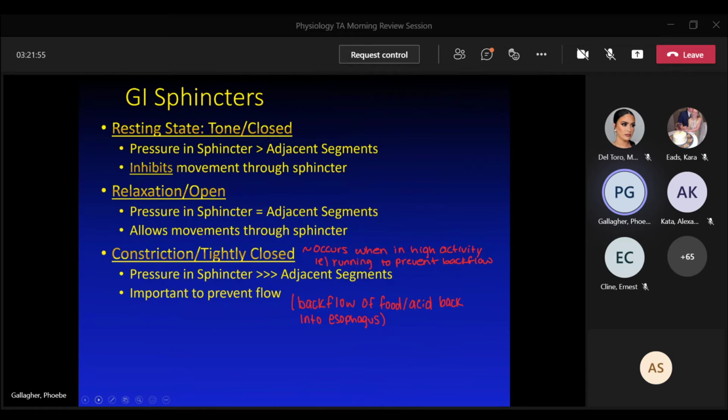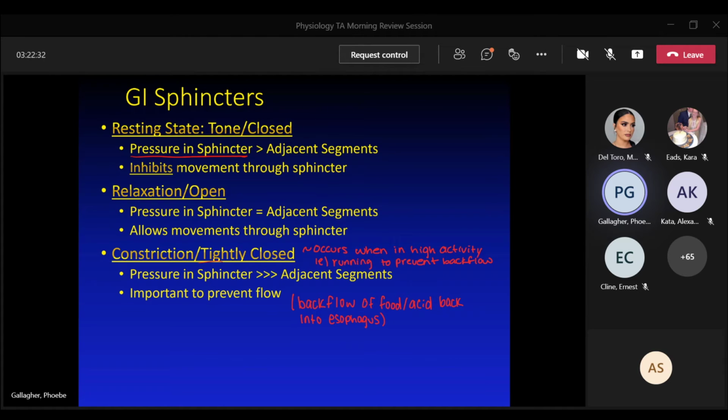Okay. So you have a resting state, relaxation state, and constriction state of your GI sphincters. If we're talking about your lower esophageal sphincter, which is the one he really focuses on, we can just talk about it in that way. The resting state is where the pressure in your sphincter is greater than adjacent segments, meaning it's not really going to allow food to come in. This is when you're just sitting down and not eating anything. So there won't be any movement upwards, which will help prevent reflux. But there won't be any movement inwards because you're not eating anything.